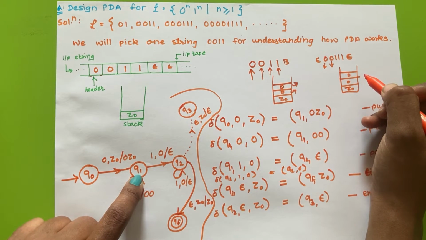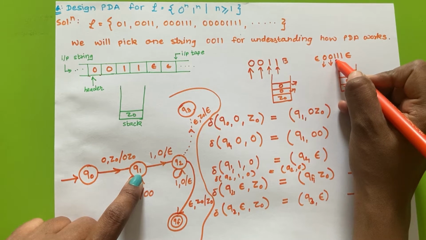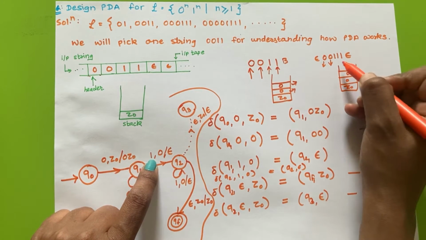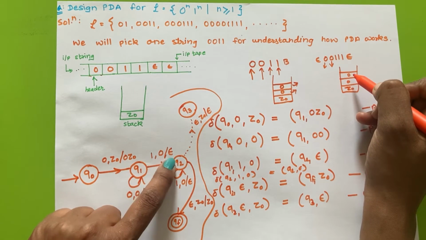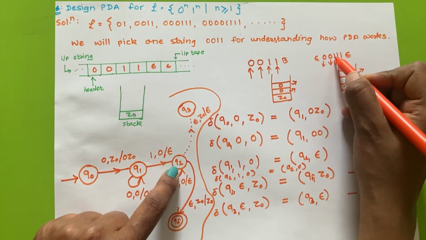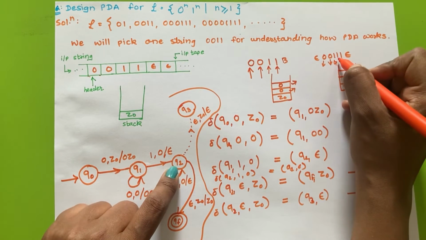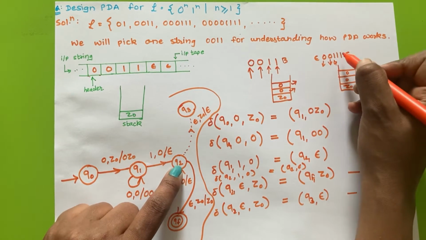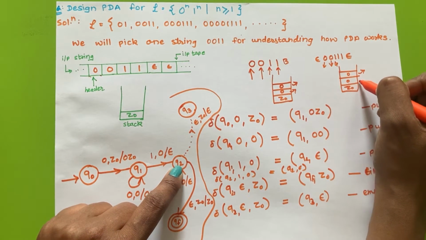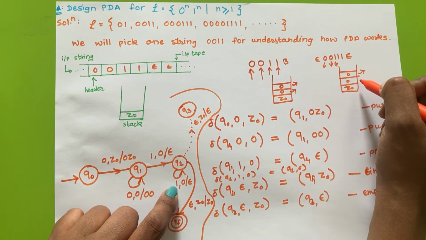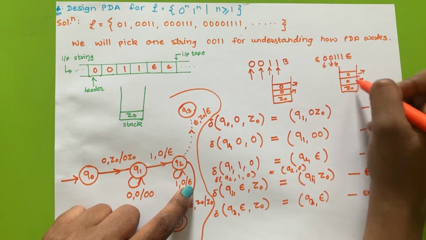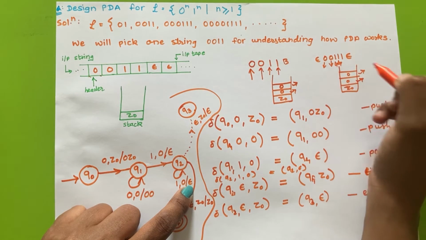Okay, now we are in state Q1 again. Now next input symbol is 1. So for Q1, if we are reading input symbol 1 and top of stack is 0, then we have to perform the pop operation. So here the top will be popped, so this 0 will get popped. For this 1 we have popped a 0. Now next input symbol is again 1, and top of stack is again 0, so we have to perform the pop operation, and this 0 will be popped out.